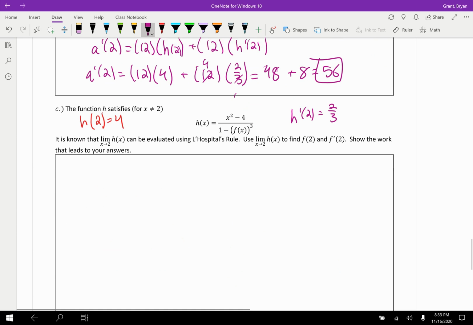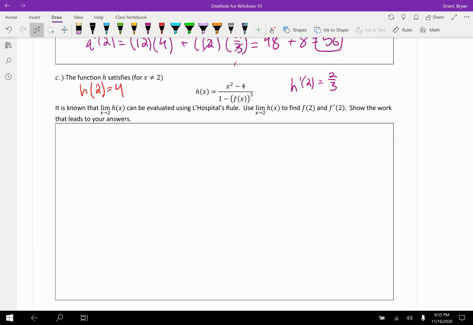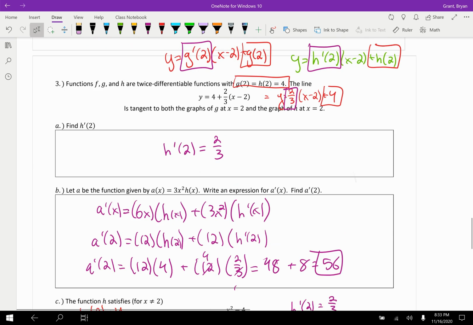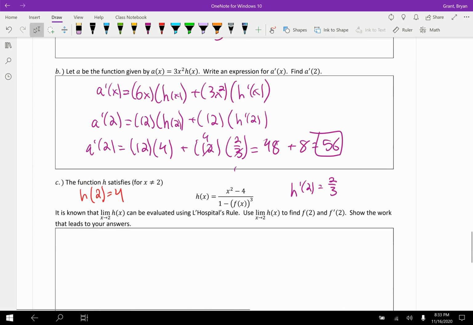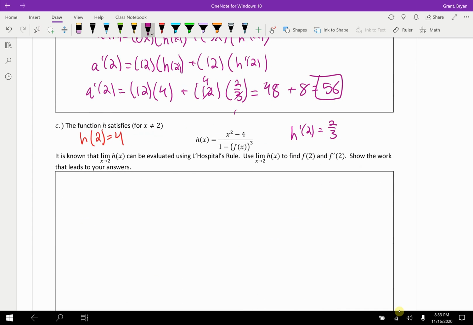But here we go. It's known that the limit as x approaches 2 of h of x can be evaluated using L'Hopital's rule. Use the limit as x approaches 2 of h of x to find f of 2 and f prime of 2. Show the work that leads to your answers. This question to me was hands down the trickiest. C and D were the trickiest problems on the entire exam this year. This is maybe 2017, something like that.